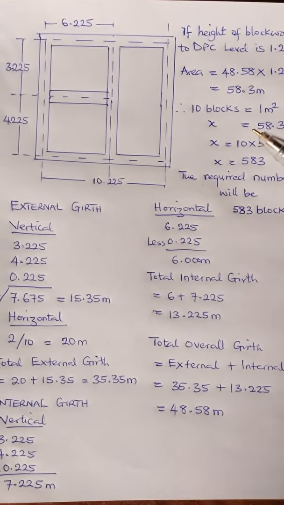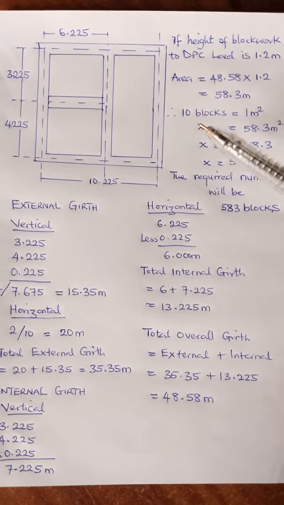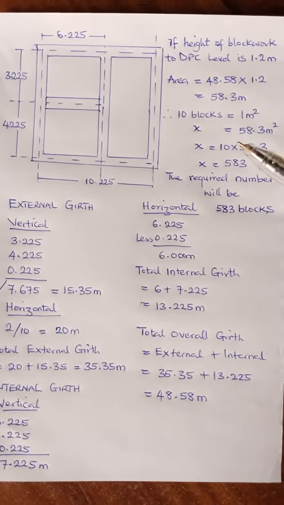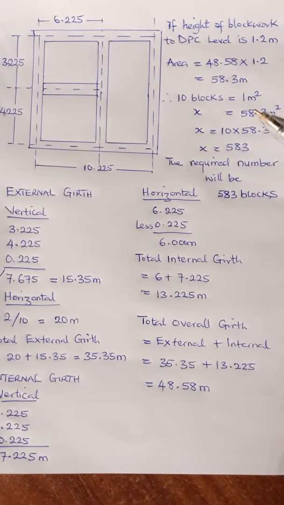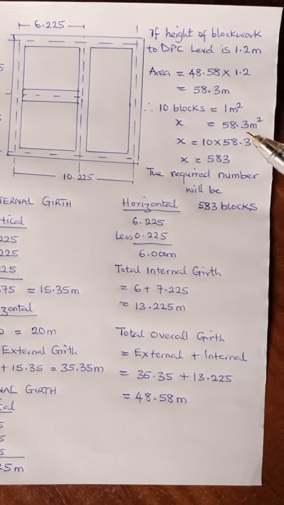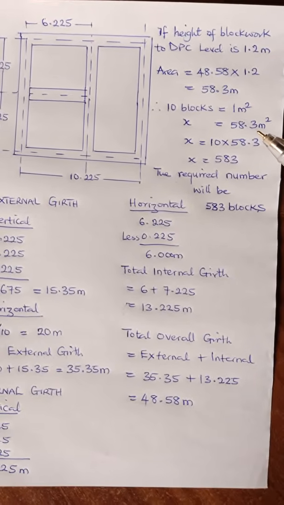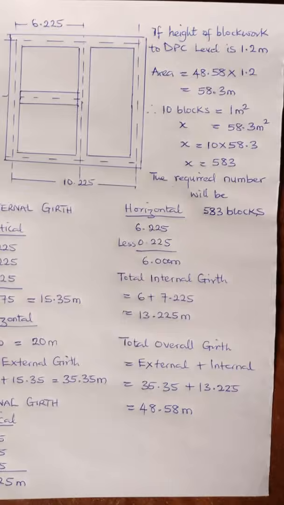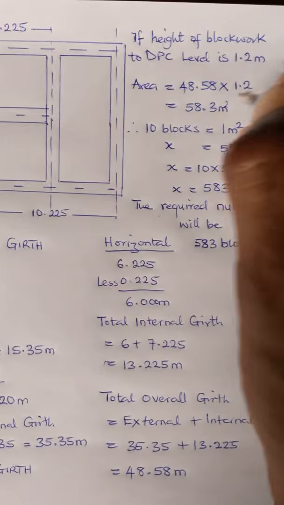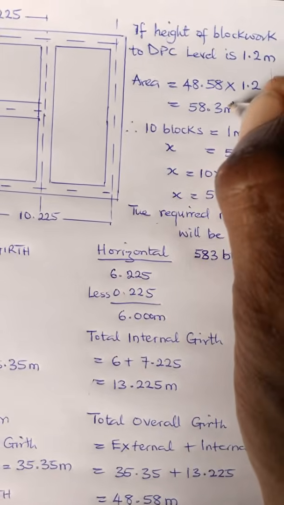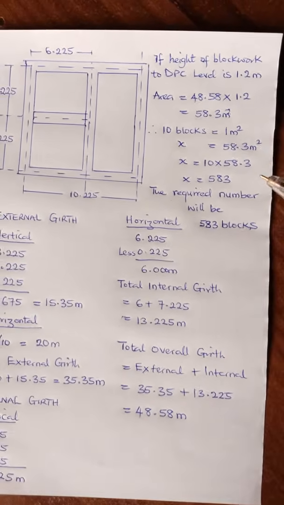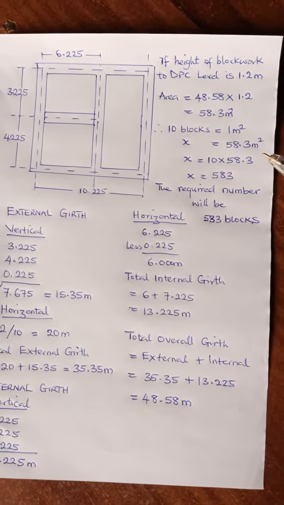8.3 meters. Okay, so we know that by rough estimate, we have 10 blocks to give you 1 square meter. Okay, so if we have 10 blocks to 1 square meter, x will now be, which is unknown, will now be 58.3 square meter. Okay, this becomes square meter, sorry. Okay, this becomes square meter. Okay, that's the area. So we have 58.3 square meter.